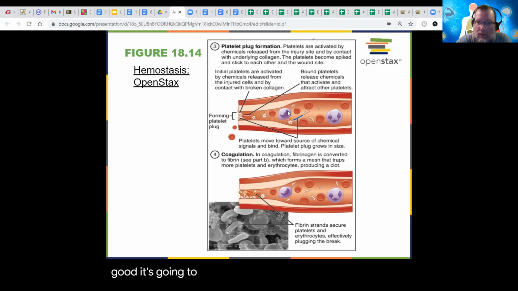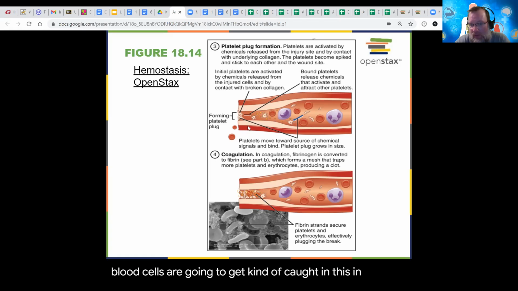It's going to stop. So you can still see there's some red blood cells still kind of leaking out of here. But anyhow, more and more platelets, bigger and bigger plug. The other thing we're going to start to do is form a blood clot. So as this platelet plug forms, these red blood cells are going to get kind of caught in this little web as well.